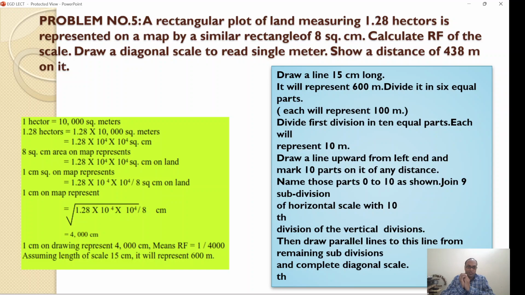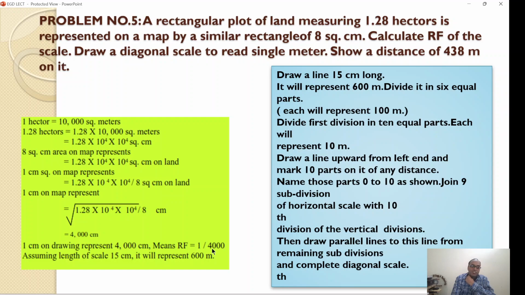So first of all you have to find out the RF, and for the RF calculation we have seen the formula in the first slide where the representative fraction was given. It is the square root of the area on the drawing upon the actual area. So the actual area is 1.8 hectare, and on the drawing sheet it is represented by 8 square centimeters. So in this way you will get the RF.